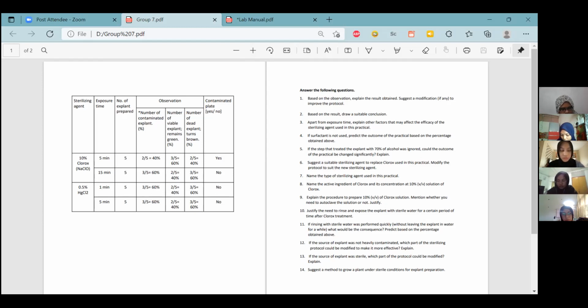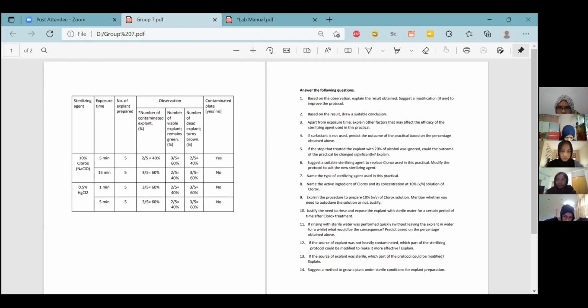If we use mercury chloride, we can replace it with silver nitrate. The protocol is still the same. After we dip the leaf in 70% ethanol, we will immerse one leaf in 1% silver nitrate for 5 minutes, and the other leaf in 1% silver nitrate for 30 minutes.